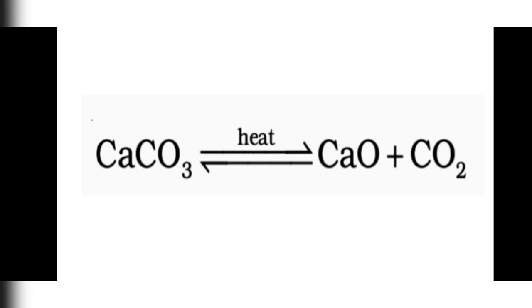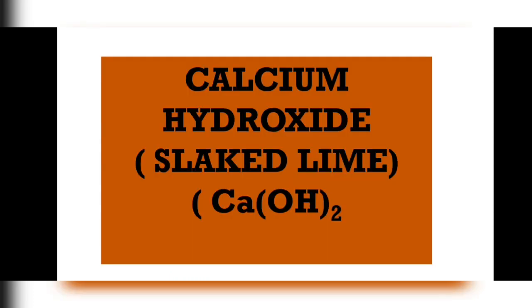This calcium oxide is used in the manufacture of sodium carbonate from caustic soda. It is employed in the purification of sugar and the manufacture of dye stuffs, and so on. Okay, now we'll discuss the second compound, calcium hydroxide, also called slaked lime, that is Ca(OH)2. Calcium hydroxide, slaked lime.